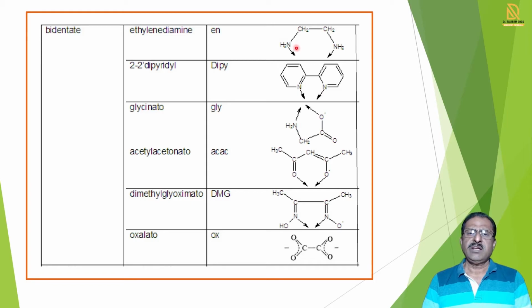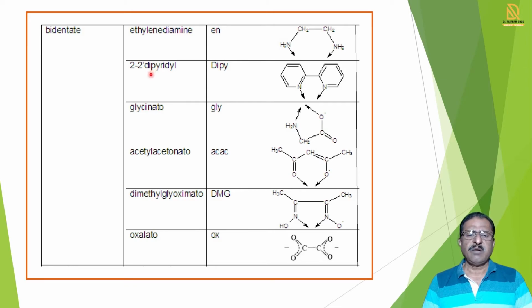Again, in bidentate ligands, there are symmetrical bidentate and unsymmetrical bidentate ligands. When a bidentate ligand shows symmetry, then that is called a symmetrical bidentate ligand. If we see this NH2, CH2, CH2, NH2, then there is a certain sequence or there is a plane of symmetry, and so this is a symmetrical bidentate ligand.